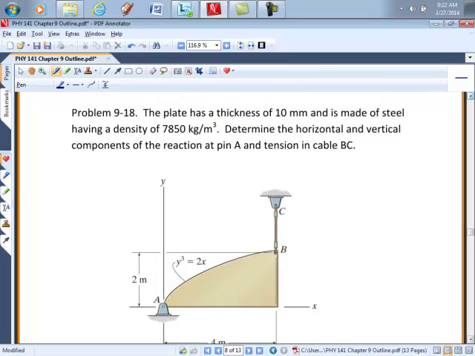Okay, so the plate has a thickness of 10 millimeters, made of steel. Determine the horizontal and vertical components of reaction at the pin and the tension in cable BC. So to find those, we should do a free body diagram. What forces are acting on the plate?